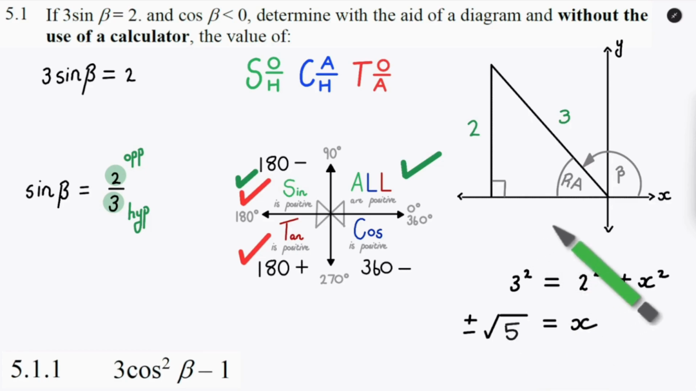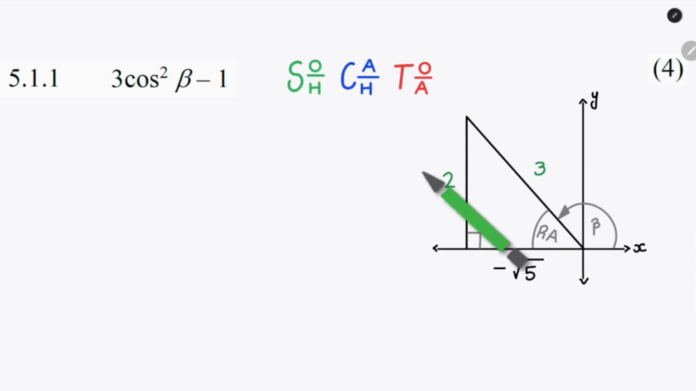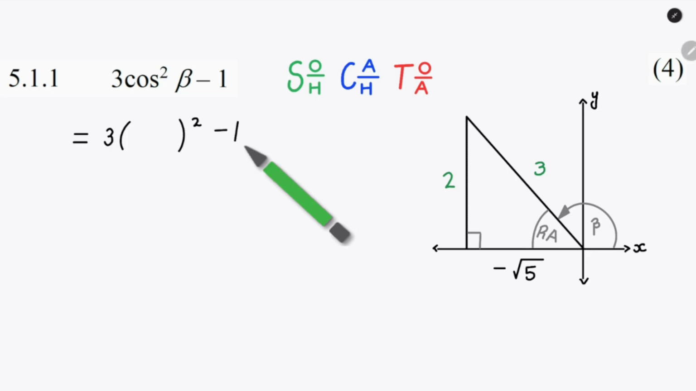Now we've got to choose the right one according to where it is on the Cartesian plane. This is the positive x-axis, this is the negative x-axis. So we're definitely going to have a negative x value. So we're going to choose negative root 5. And after all that set up, we're finally ready to answer this question. So the best place to start is you keep the structure of the question the same and you change cos to an empty bracket like so. And then we're going to go get cos beta using CAH from the sketch and put it inside this empty bracket. So let's go ahead and do that.